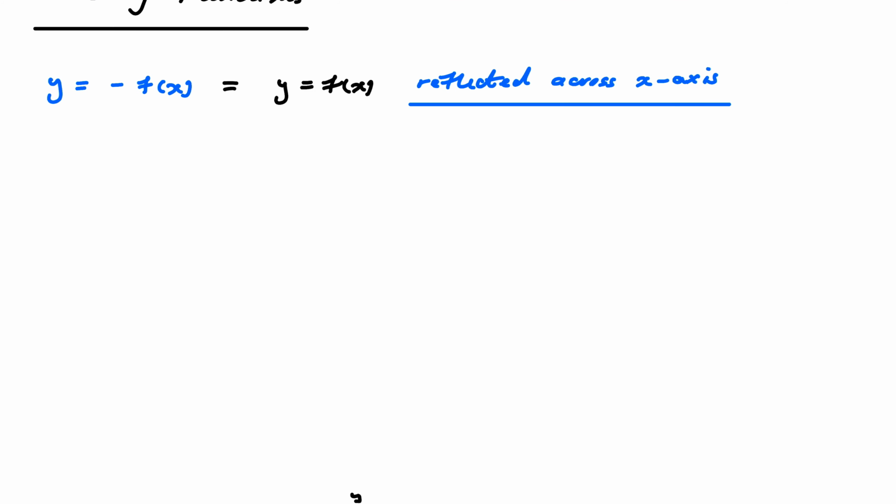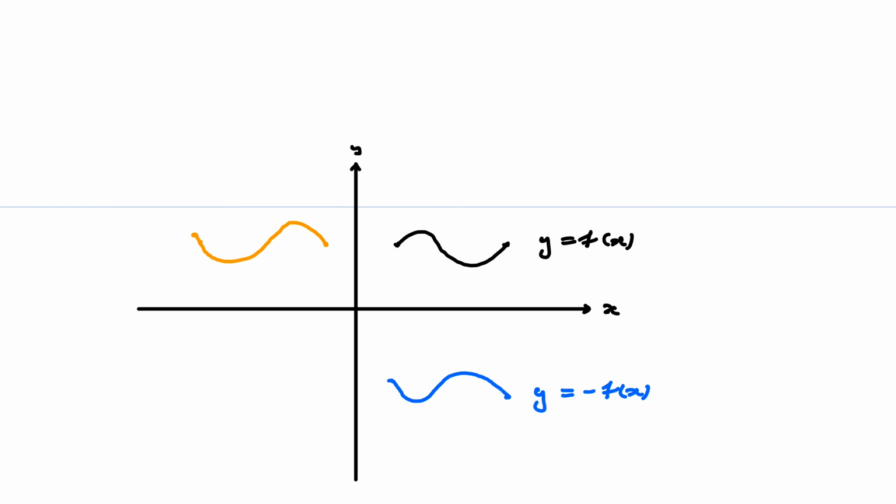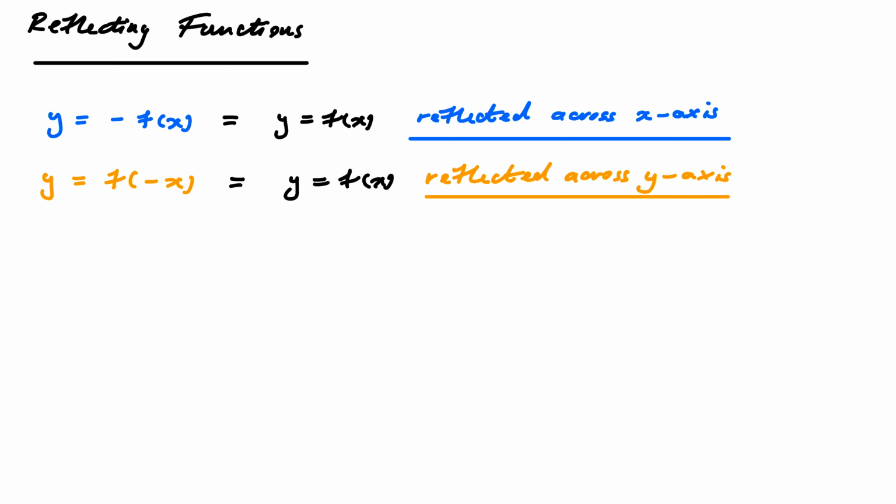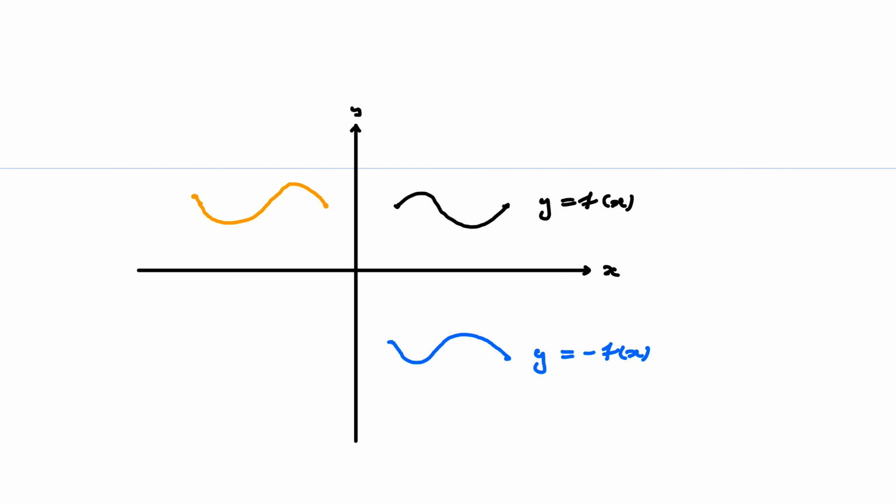Now, if I want to reflect in the y-axis, well, that's a change in the horizontal, so it actually has to be a change in the input, and it's kind of what you'd guess. y equals f of minus x. So I'm changing the input now. This is equal to y equals f of x reflected across the y-axis, which is a horizontal change. So down here, this is what my y equals f of minus x is.